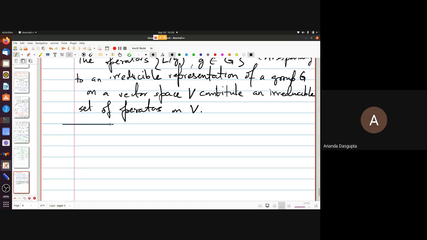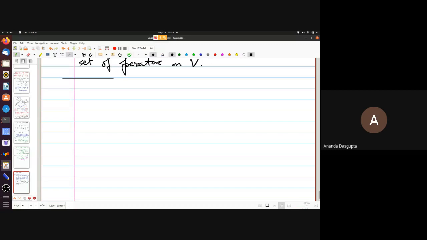So with this background, let's now state the two lemmas. The lemmas are about irreducible sets of operators, but of course they will directly translate to properties of irreps in a group. There are two lemmas. Schur's first lemma goes this way.